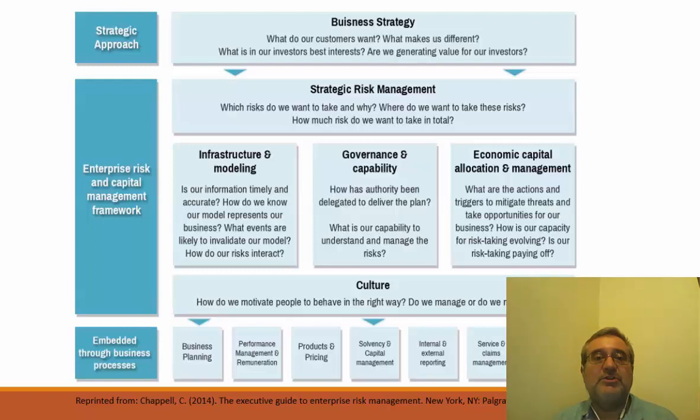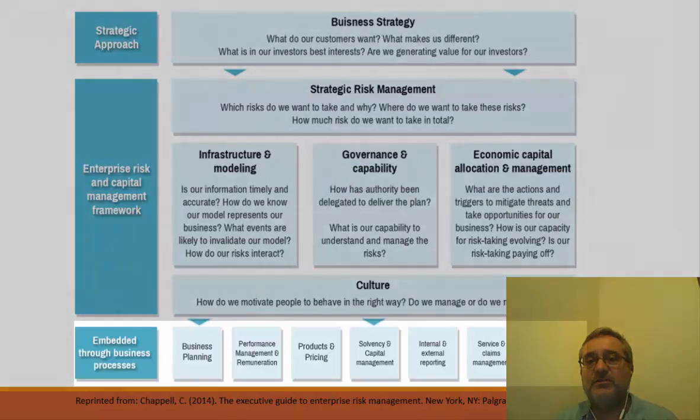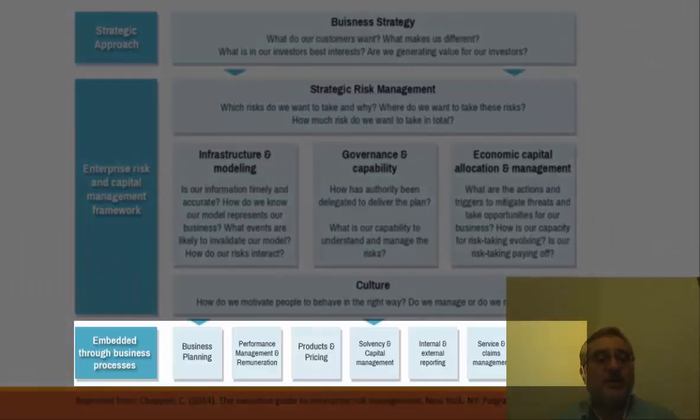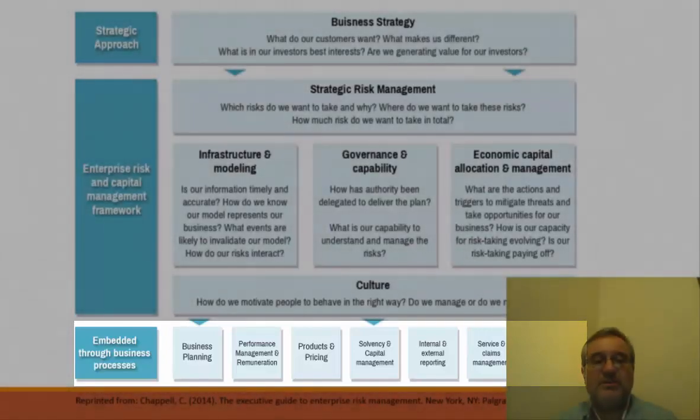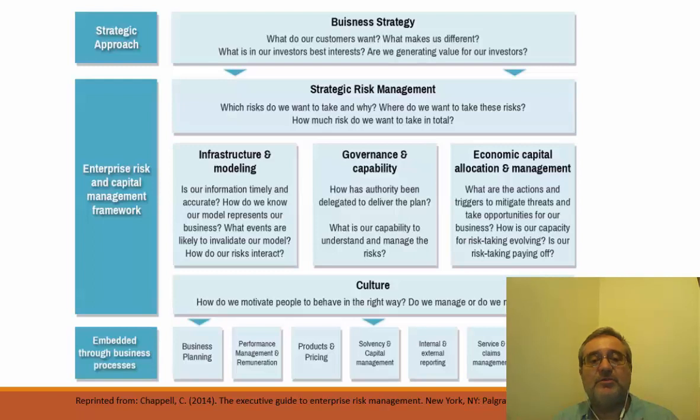Once we've established our business strategy, once we've established a strategic risk management approach to this business strategy, including infrastructure and modeling, governance, as well as economic capital allocation, we can now begin to look at the embedded business processes. So the business processes include things like planning, performance management, pricing, solvency, internal and external reporting, service claims, as well as underwriting and distribution. All of these elements that essentially drive what's taking place are not driving risk management. But again, make sure that we understand that risk management is a top-down approach. All these things that we're talking about, business strategy, culture, essentially are going to drive how we develop the embedded processes that essentially take the organization to where it needs to be from a strategic level.